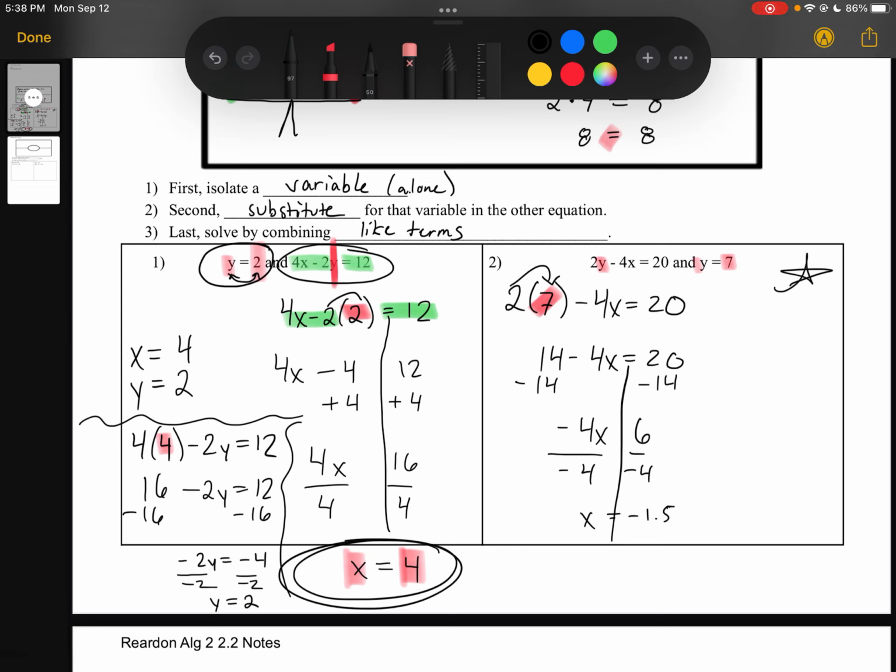Second, we have to remember, though, that we're not quite done. We need an answer for y. So we could take that -1.5 and plug it back into our initial equation, but instead we can see that our second equation actually already gives us a number value for y, and that number value for y is just 7. So final answer is -1.5 and 7.